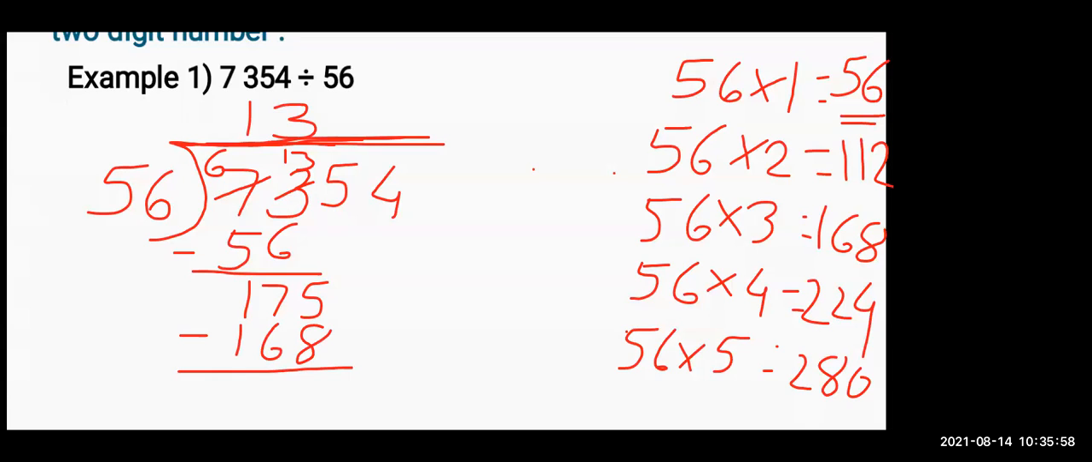Now 5 minus 8, it is not going. So we have to take from 7. So it will become 15 and 7 will become 6. Now 15 minus 8 will be 7. And 6 minus 6 will become 0. Okay, now 1 minus 1 will become 0.